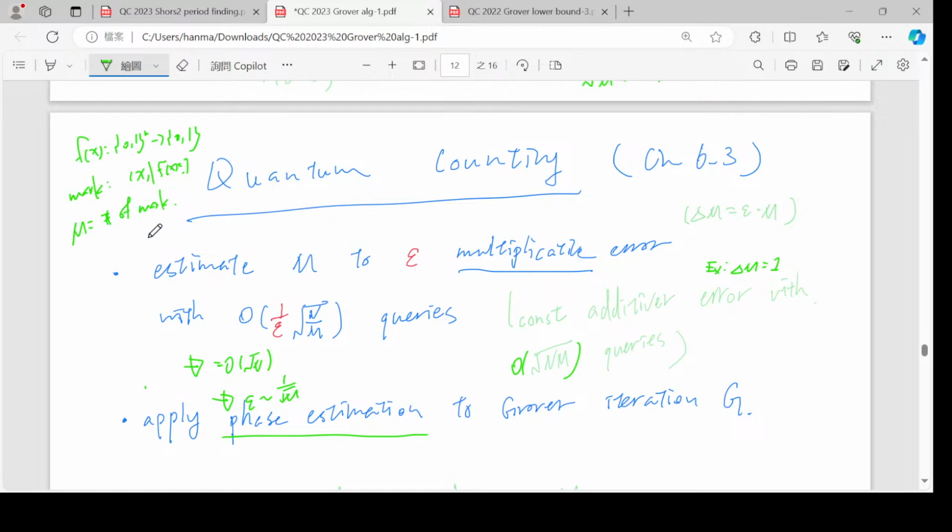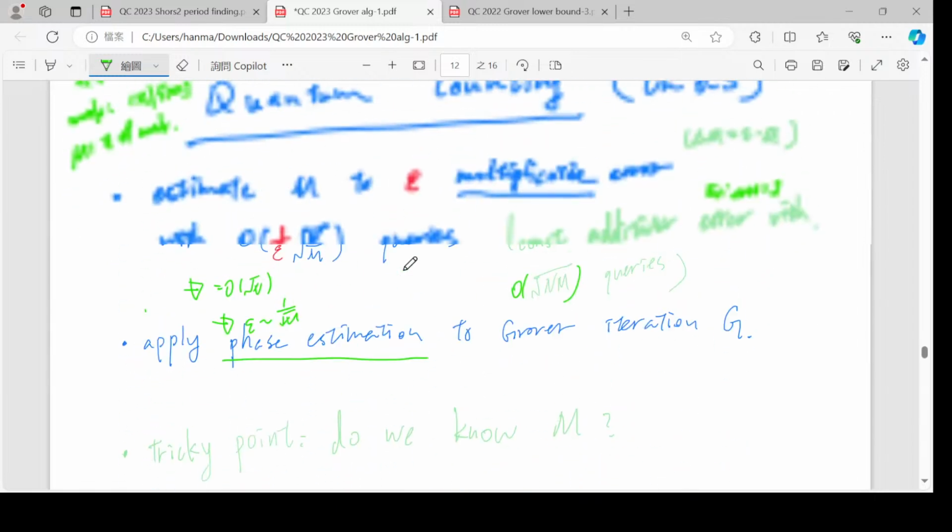Any question? Okay. If not, then let's go to the detailed quantum counting. So this is what we do.